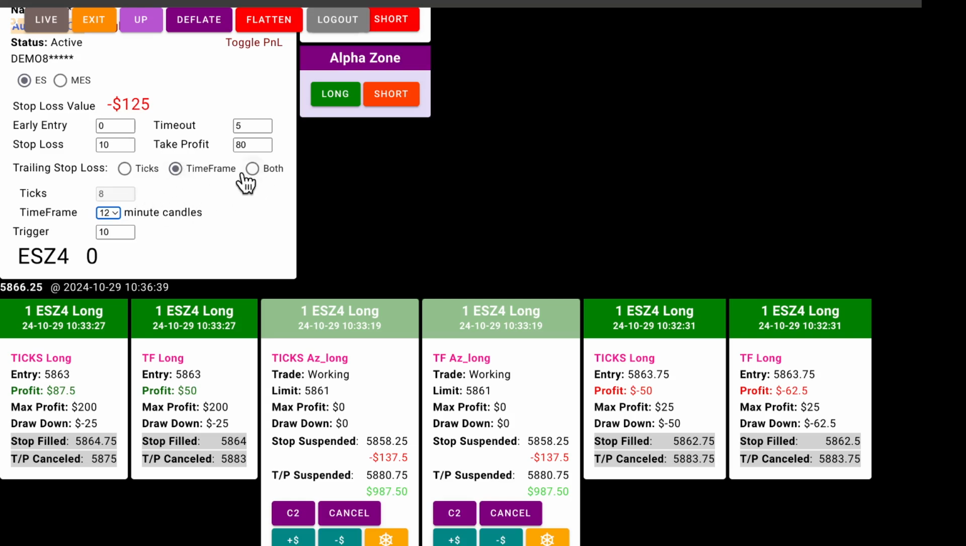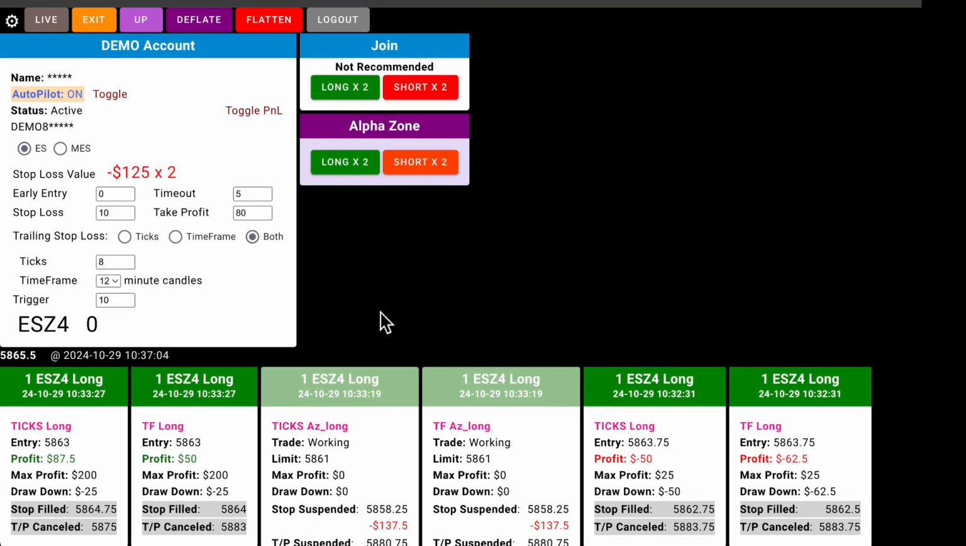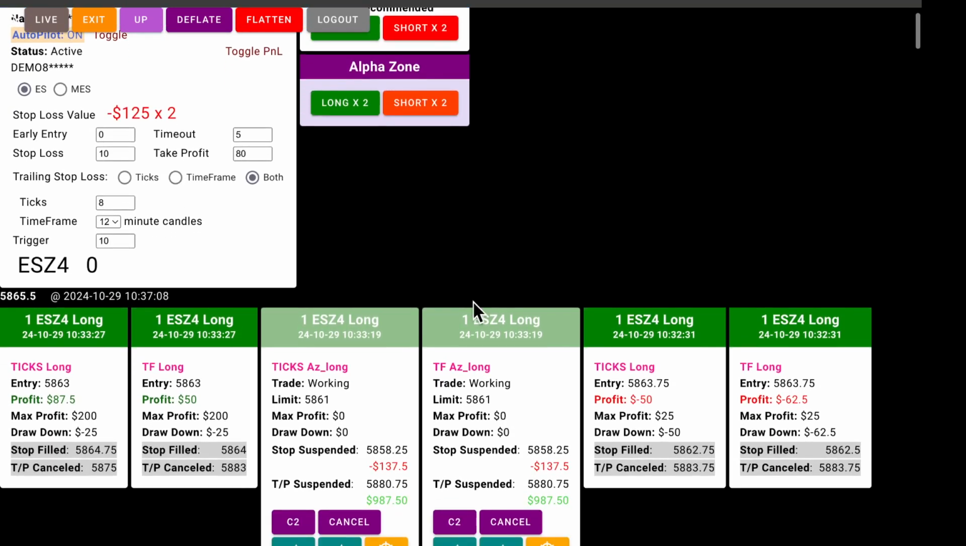And then both, that means that you place two trades at the same time with these settings. And then you have a trigger. So basically, it will start enacting the stop loss after your profit is up 10 ticks in this case. The stop loss management will not do anything until you hit this trigger, and then it will start using these settings. Any questions before I let you guys go?